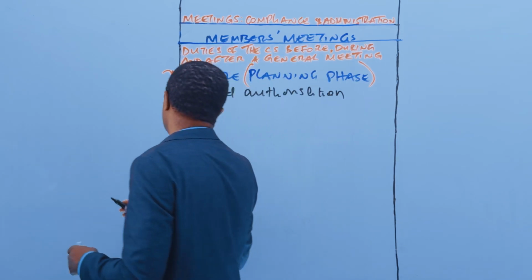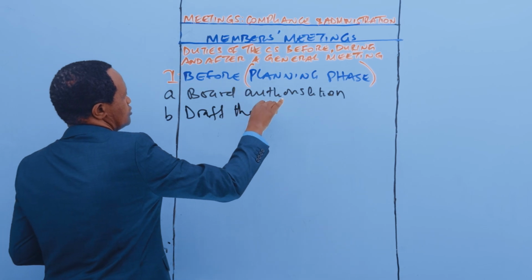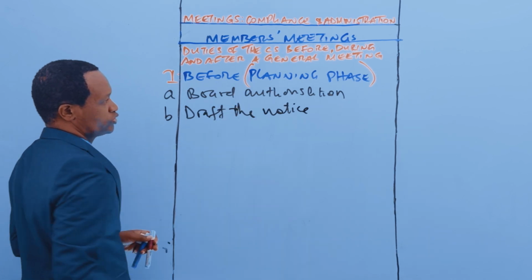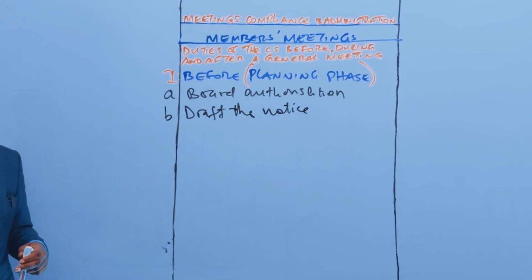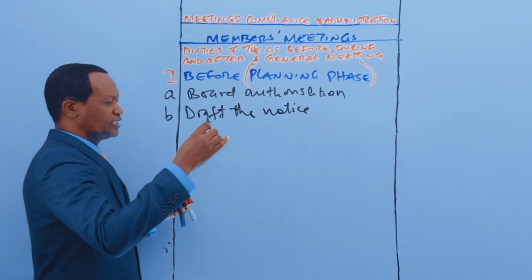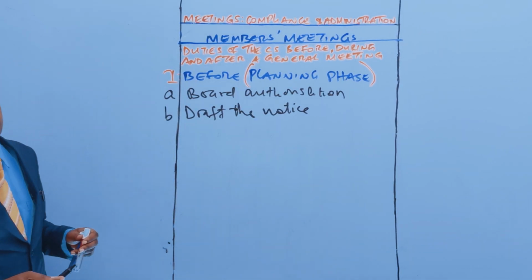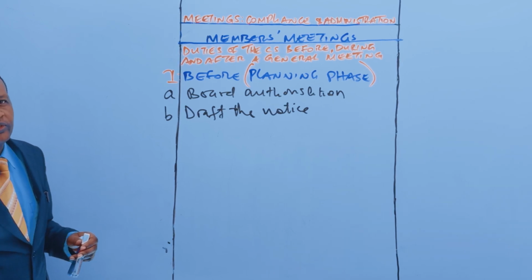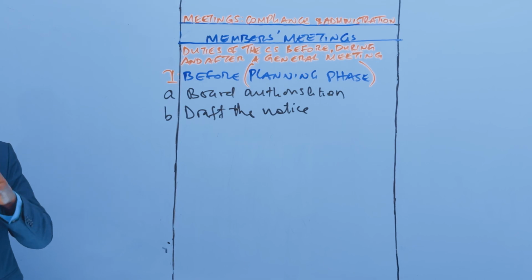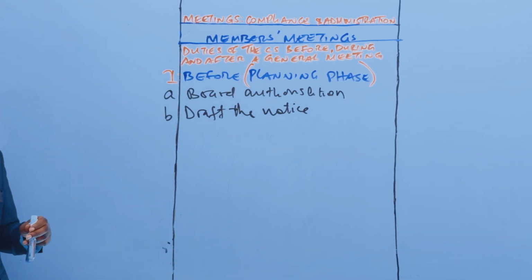The second role is to draft the notice. The corporate secretary has a role to do what? To draft the notice of the general meeting. The secretary has to write the formal notice, including the date, the time, and the agenda. The date, the time, the venue. You understand? Yes. Date, time, venue, and the exact wording of all ordinary and special resolutions.